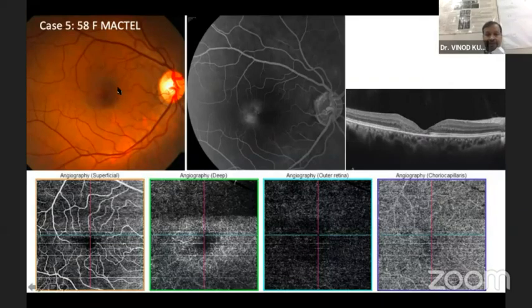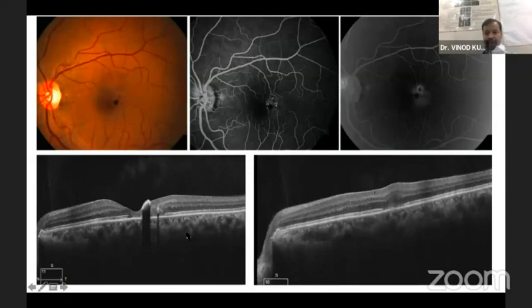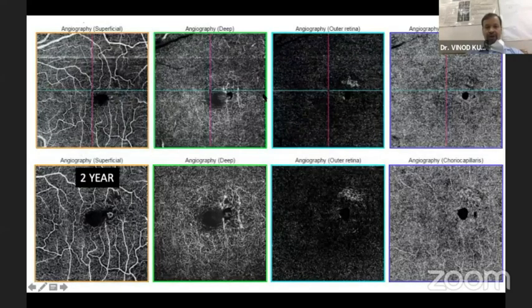Another female patient with MacTel. Again, it does not show any signs of CNVM either on FA, OCT or OCTA in the right eye, but in the left eye, you can see there is some hyperfluorescence which leaks in the late phases. Now on OCTA, we can clearly see a CNVM in the outer retina.